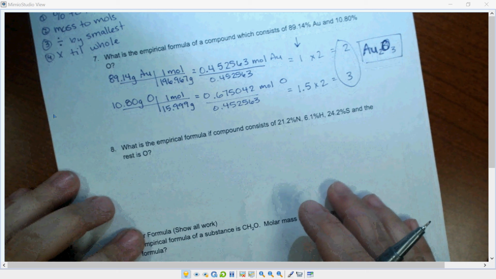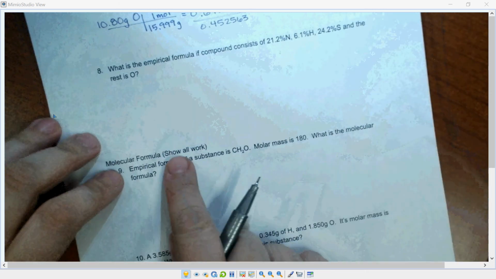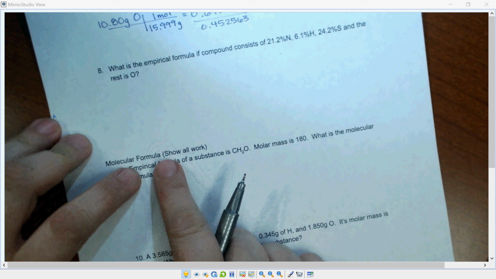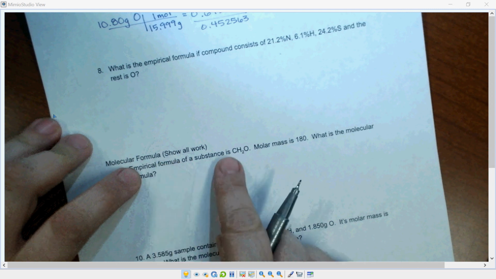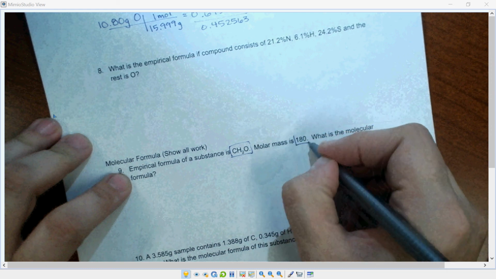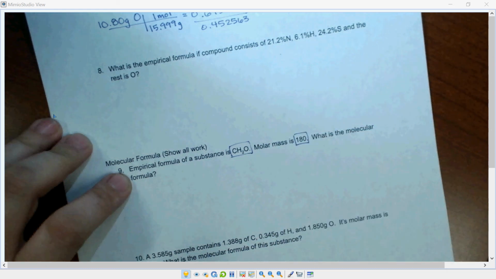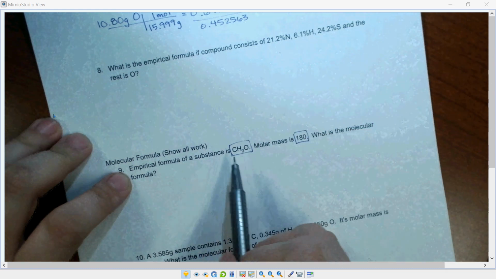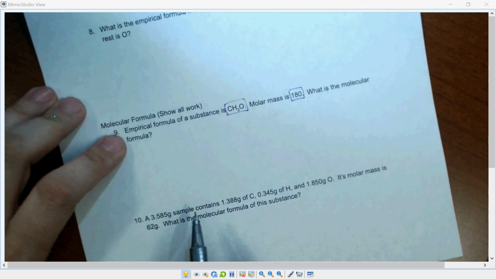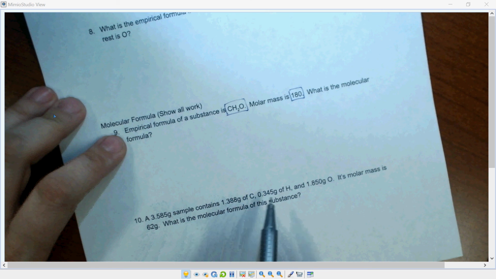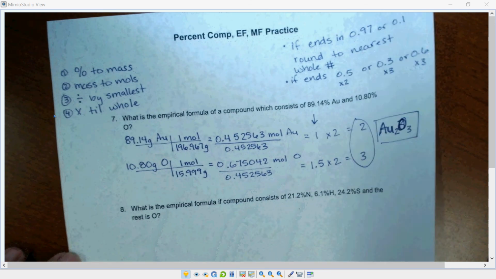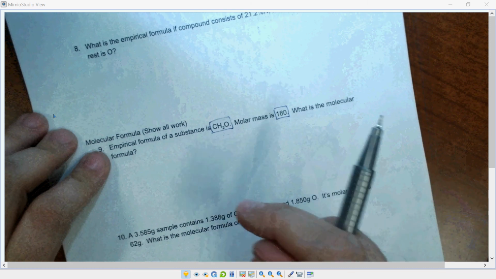Then what if you needed to go a step further to calculate a molecular formula? To calculate a molecular formula, it's not that difficult. You have to know two things: the empirical formula, and the mass of the molecular formula. If you're given the empirical formula, that's awesome. If you're not given the empirical formula, and you're given this kind of stuff, well, that's enough to go through these steps to find the empirical formula, and then you can do the rest of the math.